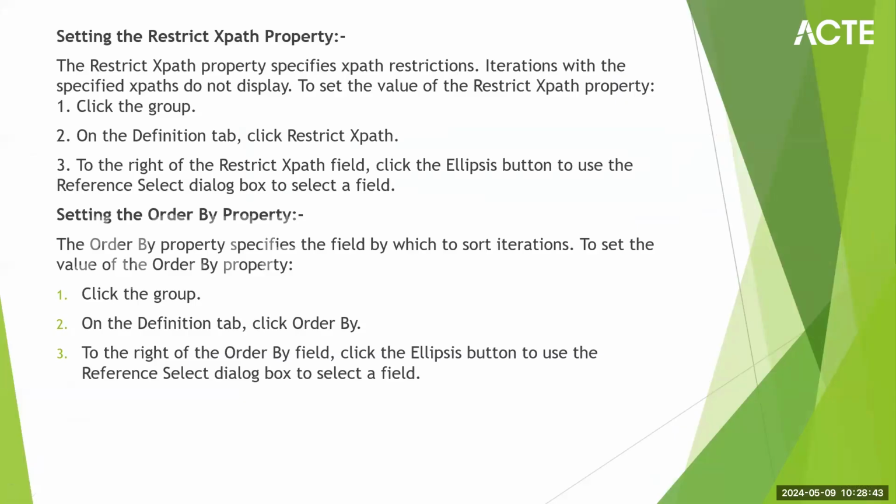Setting the order by property. The order by property specifies the field by which to sort iteration. To set the value of the order by property, click on the group on the definition tab, click order by. To the right of the order by field, click XFlip button to use the reference select dialog box to display. Order by is nothing but sorting, as per the numbers, or the alphabetical order, or the values, or the date. So it depends upon your field or group.